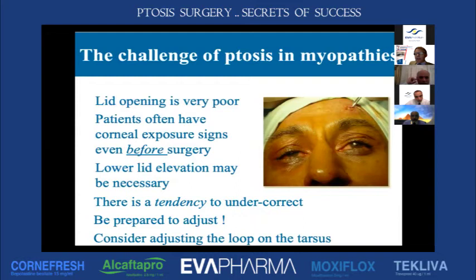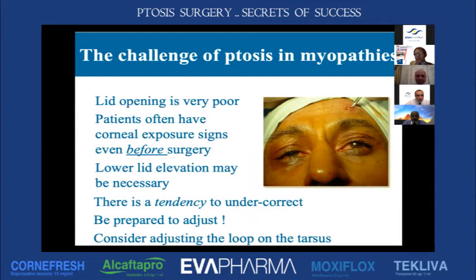So in summary, there are challenges in dealing with these patients. The lid opening is very poor to begin with. They often have corneal exposure signs before you start, but do not think that you have to drop the lid if you do get corneal exposure. You have a range of possibilities to raise the lower lid. You could go for a medial lecanthoplasty in the elderly patient, but you'd be better off relaxing the lower lid retractor and or putting a spacer graft in.